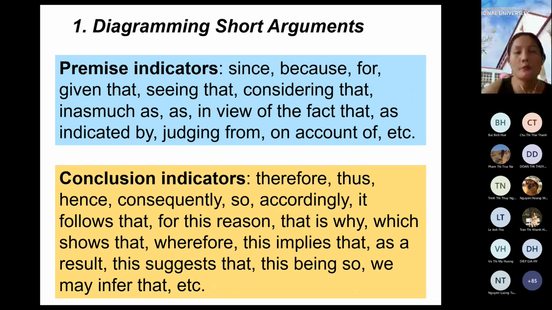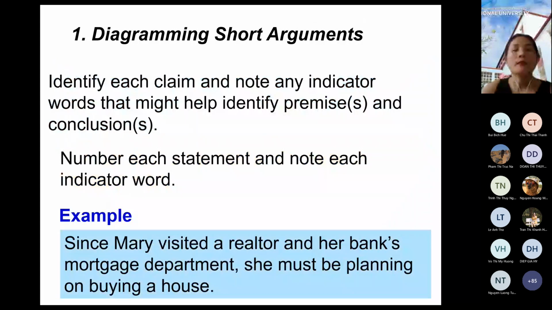Okay, so please remember to pay attention to the premise indicators or the conclusion indicators. Now, let's get into the very first example here and apply all of the 6 steps together. Now, this is the argument I provide you guys here. First of all, we need to read through.